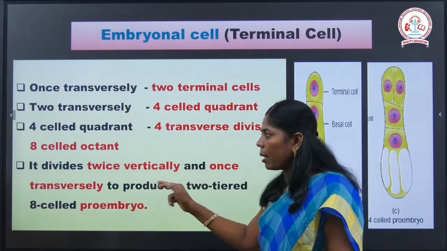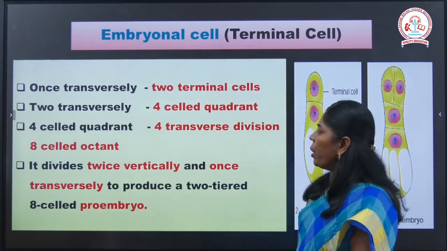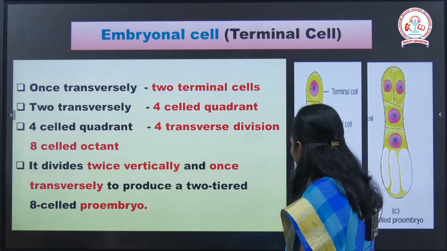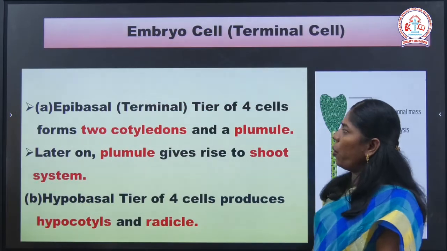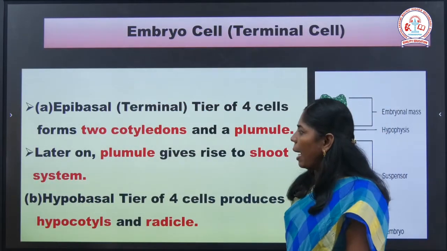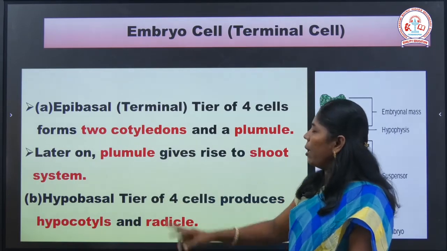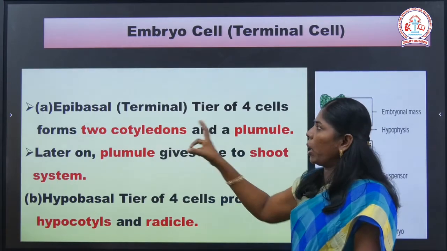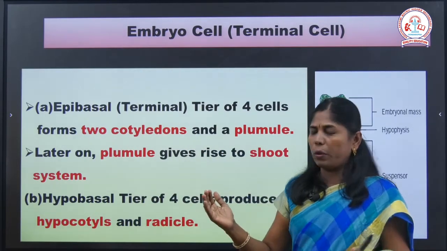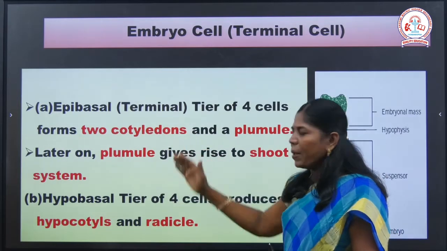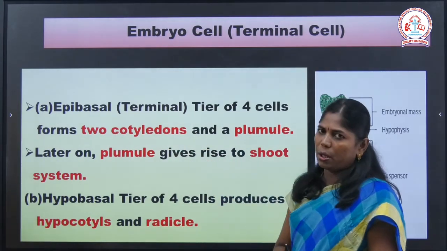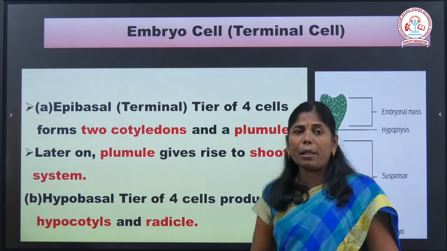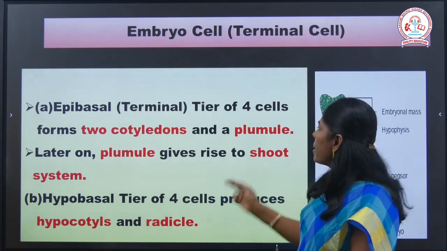So, because of these together, what we get is that the 8-celled proembryo is formed. The 8-celled proembryo will be formed into 4 tiers. Okay, the first 4 tiers are epibasal, and another 4 tiers are hypobasal. Okay, so in the epibasal, of the 8 cells, 4 cells form 2 cotyledons. That is divided into 4. First 4 is epibasal, second 4 is hypobasal. The first 4 cells form 2 cotyledons. What is formed is 2 cotyledons and another one is a plumule.